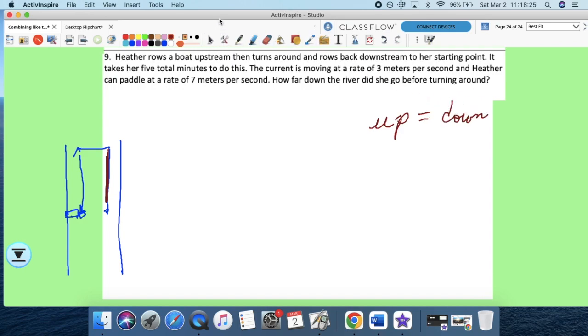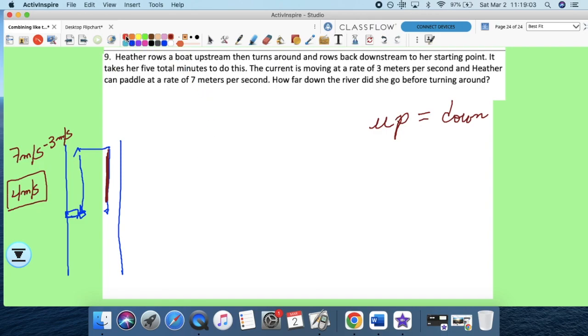Now notice that this is a question dealing with a river, and if a river has a current, and in this particular one there is a current. They say that the current is moving at a rate of 3 meters per second. So when she's going upstream, although Heather can paddle at 7 meters per second, she's going against the force, which is obviously going to decrease the speed. So in this case, it's going to be 7 minus 3 meters per second. So her net speed is going to be 4 meters per second. So when she's going up, she's going at 4 meters per second.